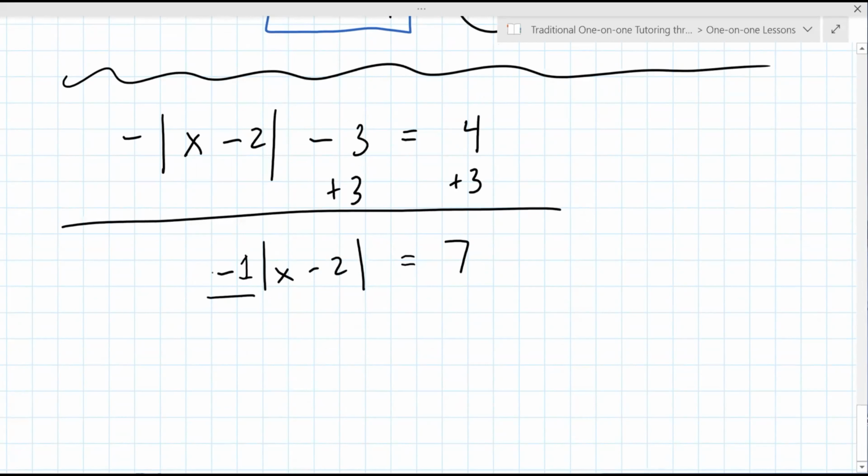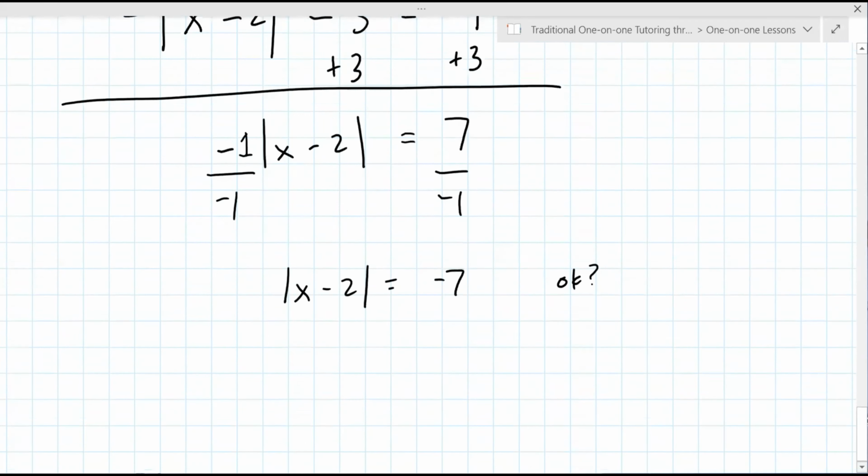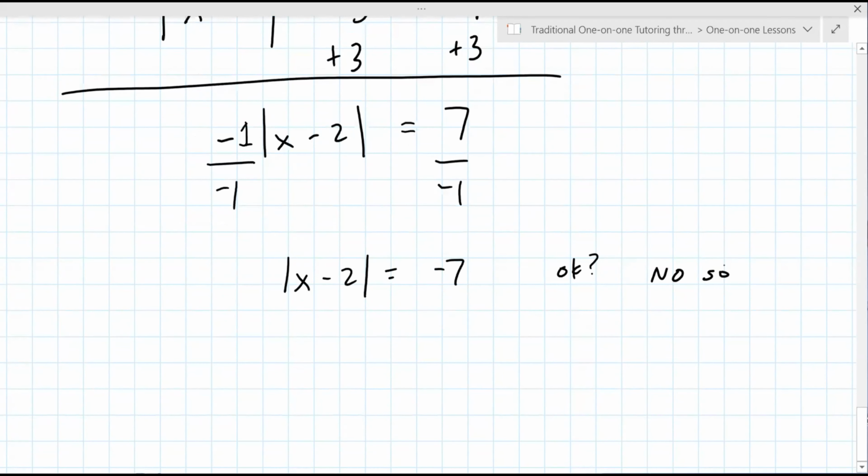Negative 1. Yes. So then negative 7. Yes. Is this okay? No, it's not 0 or positive. So there's no solution. All right, so then I just write no solution. Yes. But you show all this work because you're justifying it based on this step at the end.